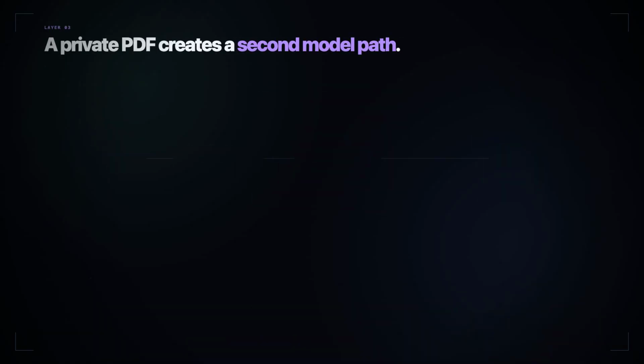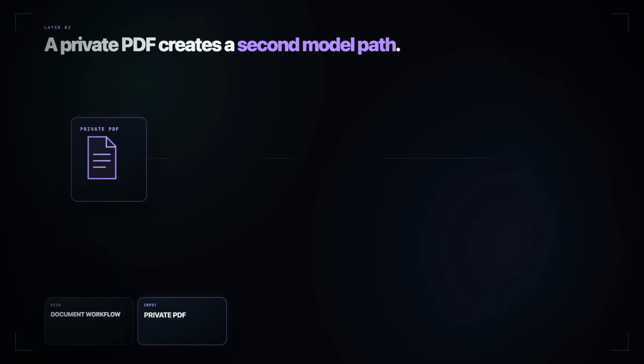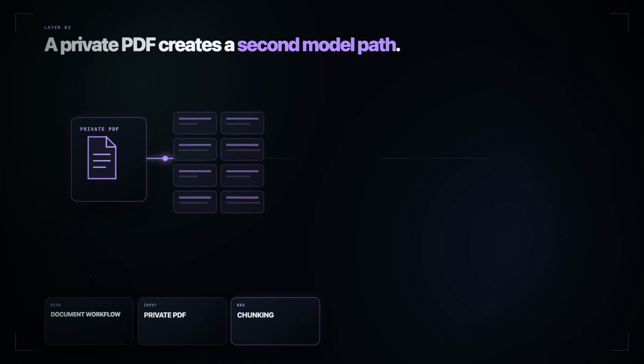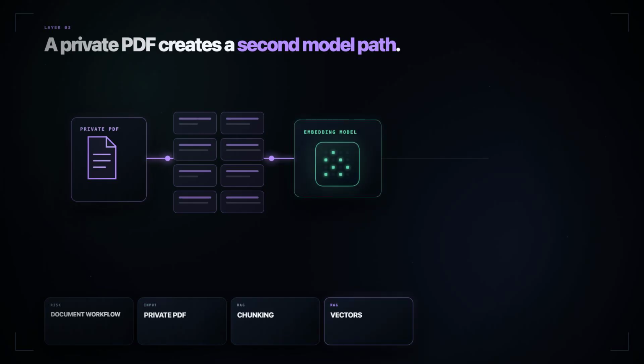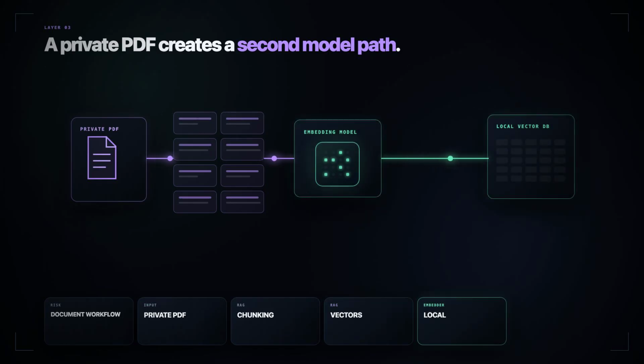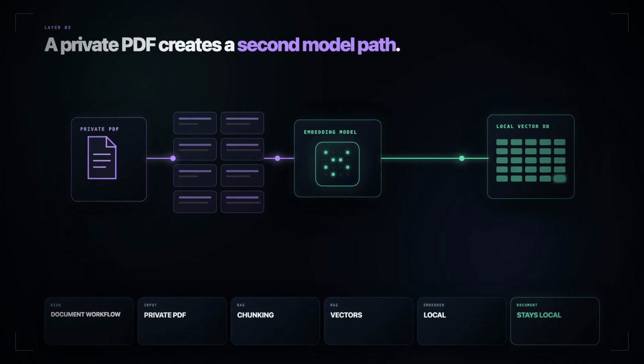The privacy risk becomes more serious when documents enter the workflow. Suppose you run the chat model locally and upload a private PDF. The application wants to perform RAG, so it splits the document into chunks and converts those chunks into embeddings. If the embedding model is also local, the document can remain on your machine, but many AI interfaces let you choose between local and cloud embedding providers.